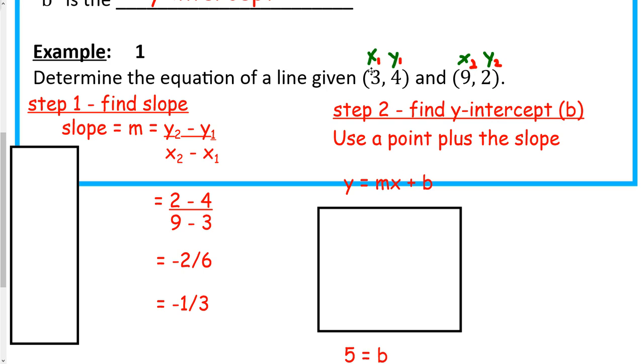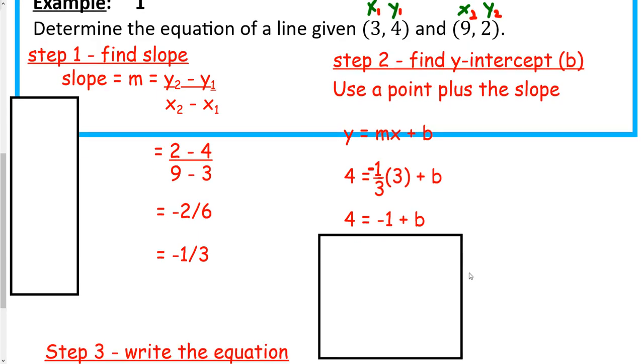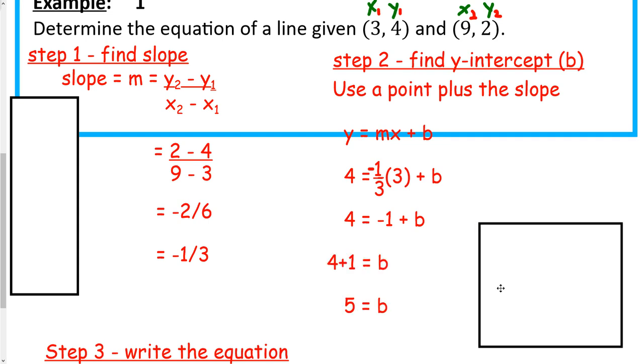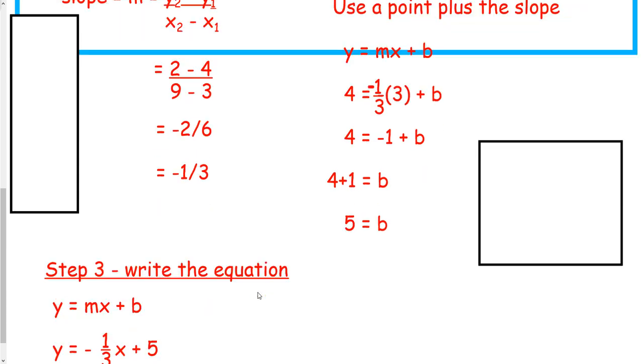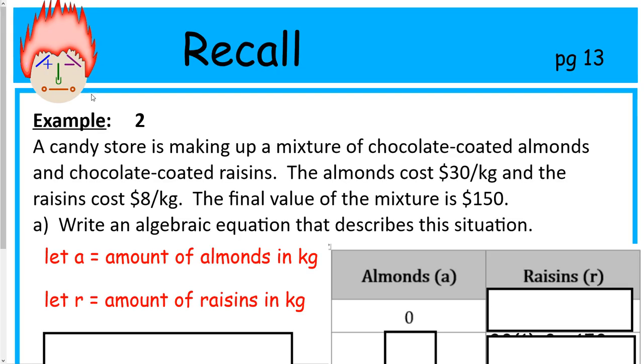So my x would be 3 and my y would be 4. Okay, and then I also replace my m with my negative 1 over 3 from the earlier section. Now you can multiply negative 1 over 3 times 3, which would give us negative 1. Okay, and then bring the negative 1 to the other side, which means we're going to add now because it's negative here. So 4 plus 1 is 5. And b is 5. So now you can write the equation because now we know what b is and we know what m is. So just replace them in the equation. And that's it for that question.